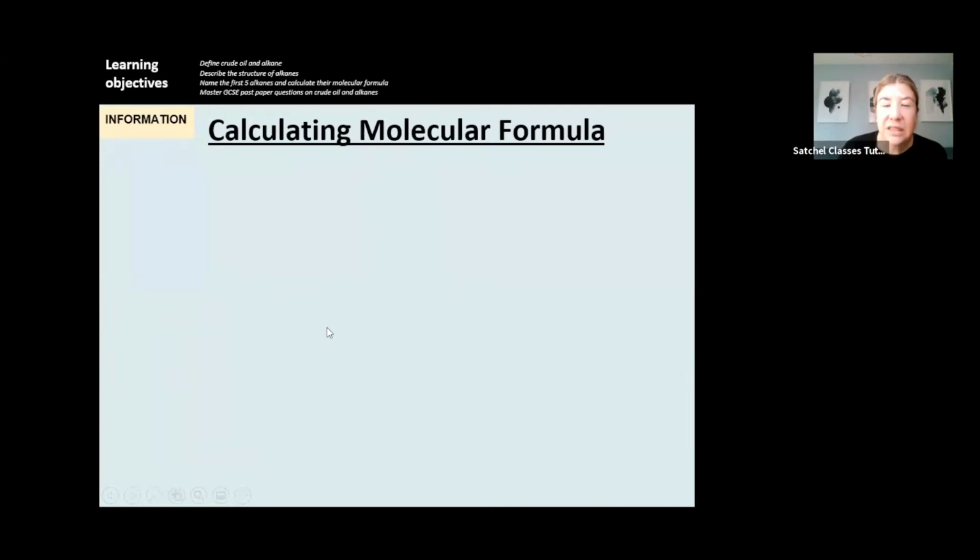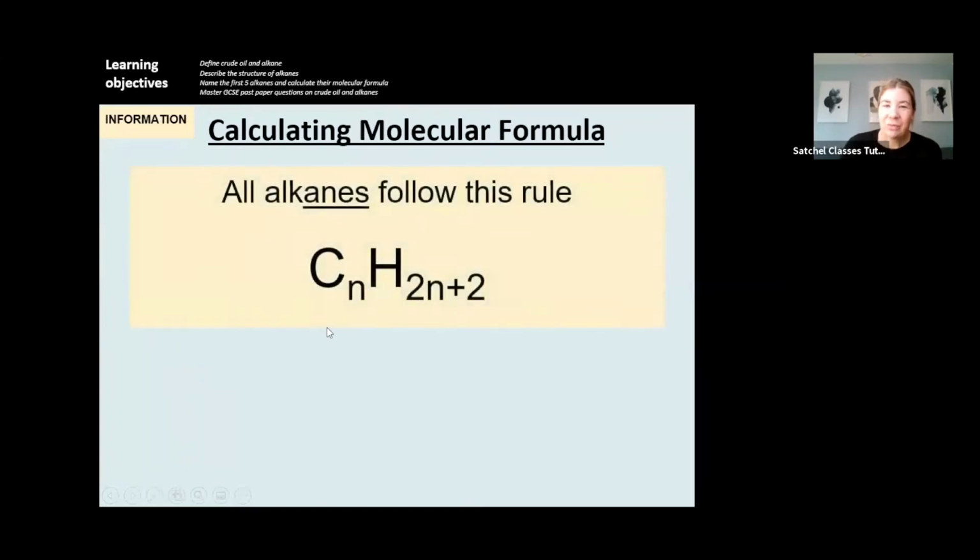Right, so all alkanes follow this rule, CnH2n+2. It looks really complicated, I promise it's not. This is a general formula, so we can use this to calculate molecular formula. It basically applies to every single alkane there is. Let's take this one as an example. This one is called methane. We're going to talk about names in a minute, okay? But this is called methane.